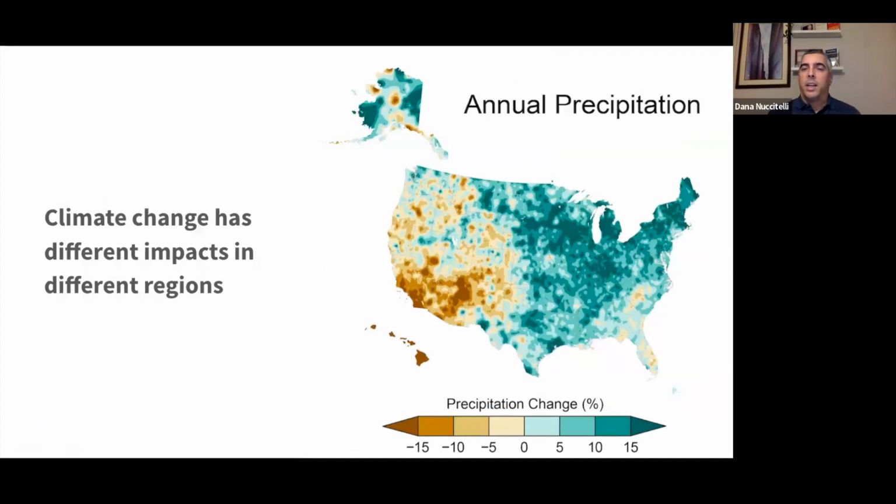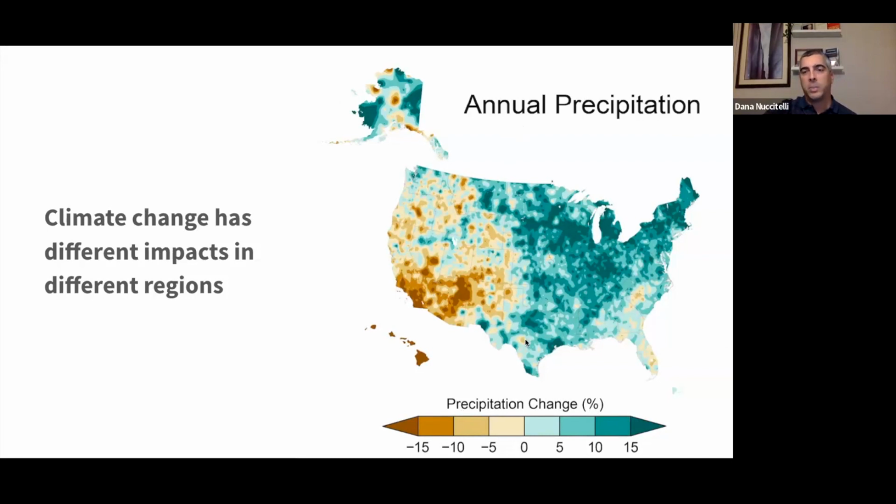And then an important thing to bear in mind, which we'll look into as we go into each specific region of the country, is that climate change has different impacts on different regions. And this chart on the right illustrates that nicely. What we're looking at is change in precipitation across the country over the past 100 years or so, with greenish bluish being more precipitation and yellowish brownish being less precipitation.